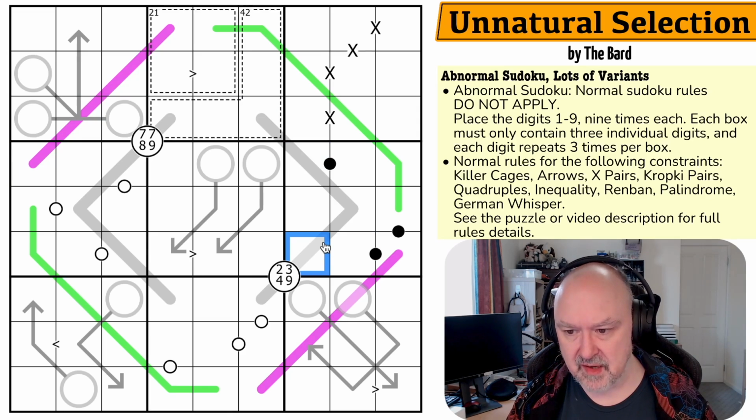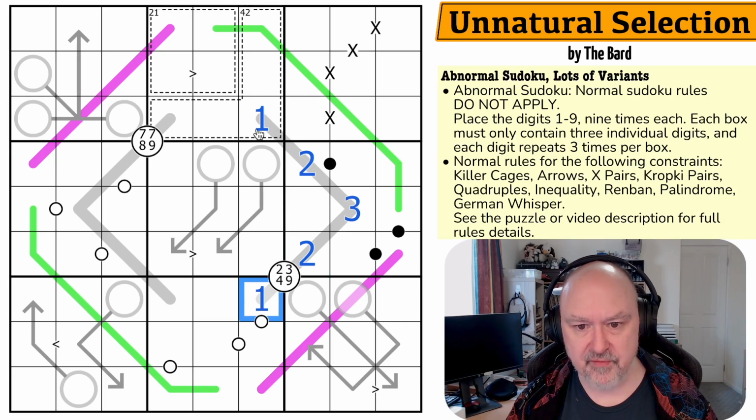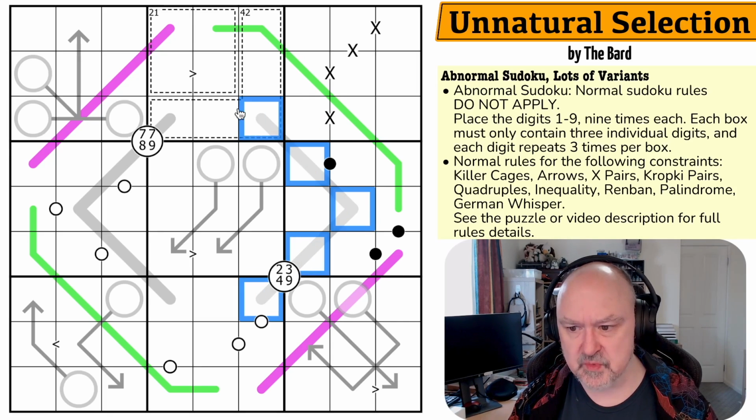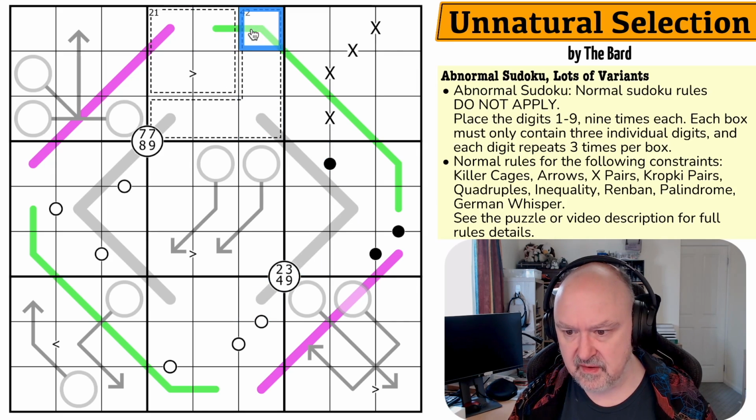Digits on a grey line must read the same forwards and backwards. So, for example, if this was 1, 2, 3, 2, 1, that would be fine, because whichever direction you read the number, it's the same. That's fine. And then German Whisper, digits along a green line must differ by at least 5.